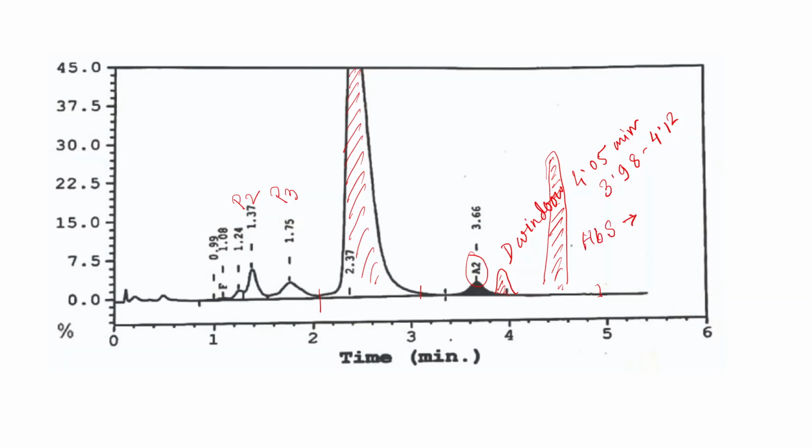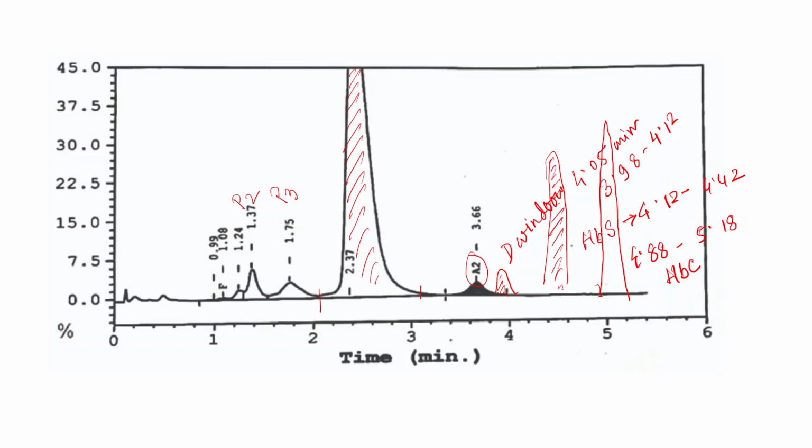The window is 4.12 to 4.42. It can go till 4.45. And the last peak is the HbC window, where HbC elutes. It's just adjacent to 5 minutes, and the retention window is 4.88 to 5.18 for HbC. Okay, so altogether we can get this many peaks here.